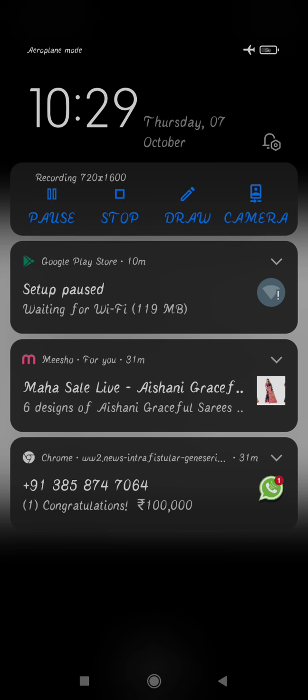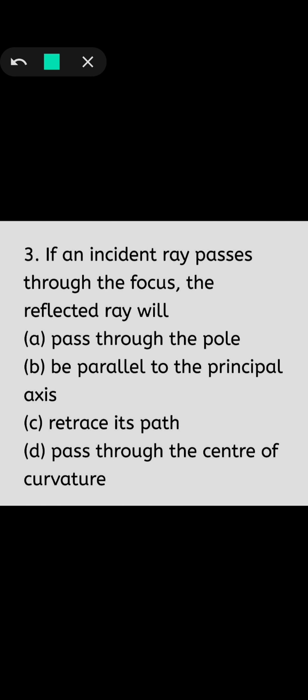Next, if an incident ray passes through the focus, the reflected ray will be parallel to the principal axis, because whenever the light ray passes parallel to the principal axis, it will pass through the focus. If the incident ray passes through the focus, then the reflected ray will be parallel to the principal axis. Okay.